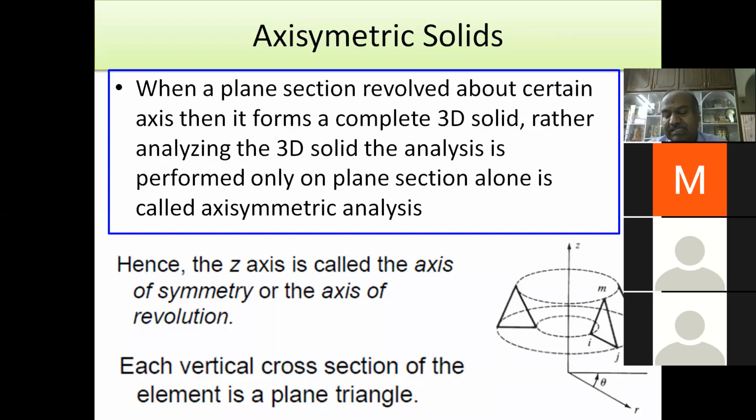Every axisymmetric member, though it's a plane, the plane is rz, and it is revolved by theta at any angle. Theta is 0 to 2 pi. At any angle, anywhere, the output is going to be the same. Whether theta is 20 degrees, 30 degrees, or 50 degrees, you can have the output. So instead of Cartesian coordinates, axisymmetric members will be in terms of cylindrical coordinates. The z-axis is called the axis of symmetry or axis of revolution. Each vertical cross section of the element is a plane triangle in this case, or any plane such as a rectangle.